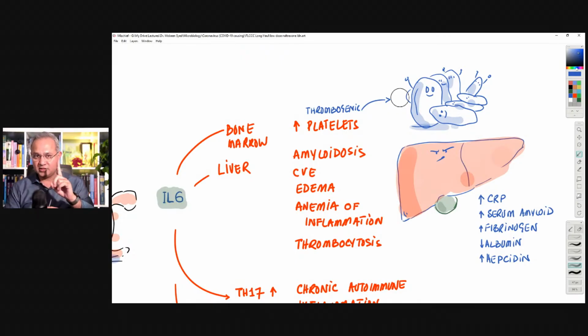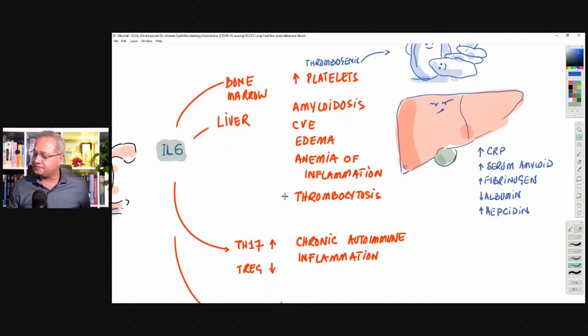So that is the first part of interleukin 6. Again, interleukin 6 is trying to do this as a normal thing, and as a normal thing it is useful. But when it becomes abnormal, the same mechanisms, same things would become damaging.